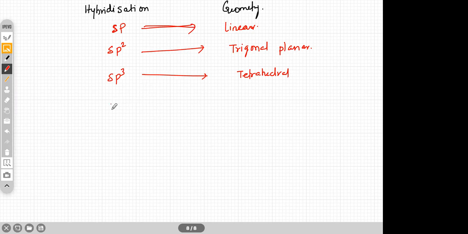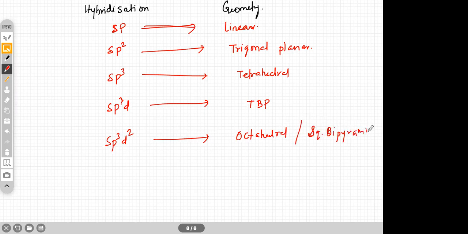If hybridization is sp3d, it is TBP, trigonal bipyramidal. If it is sp3d2, it is octahedral, or we also call it square bipyramidal. If it is dsp2, which you won't get here mostly, it is square planar.